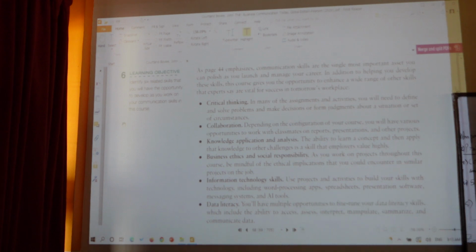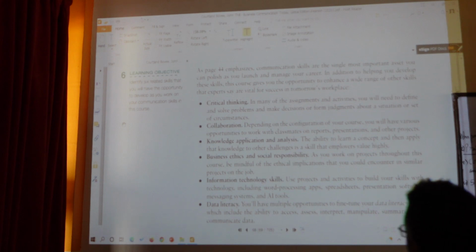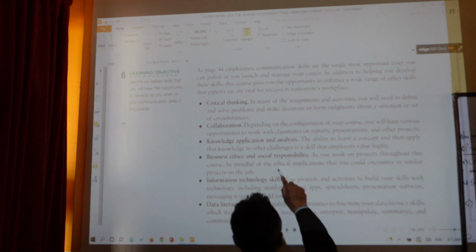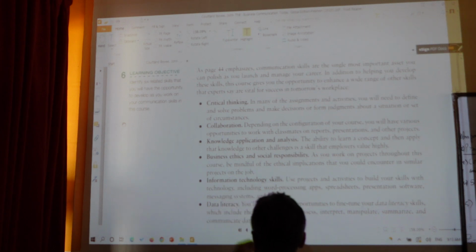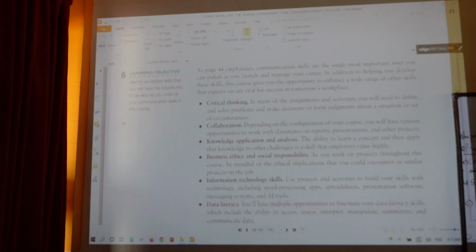Okay, then read next. Business ethics and social responsibilities. As you work on projects throughout this course, be mindful of the ethical implications that you could encounter in similar projects on the job. Okay. Ethical implications, what is right and wrong, right? Okay. Read next. Information technology skills.